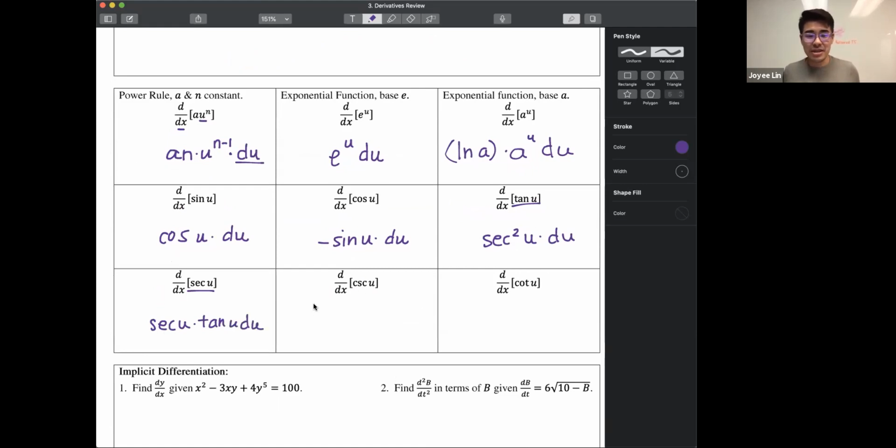Cosecant. Cosecant is the same as secant, right? Except everything has the cofunction instead. So it's negative cosecant u, cotangent u, du. And then we have cotangent, which would be the same as tangent. It's negative cosecant squared u du.